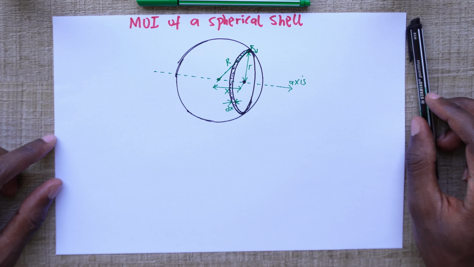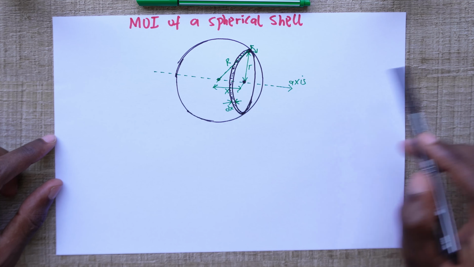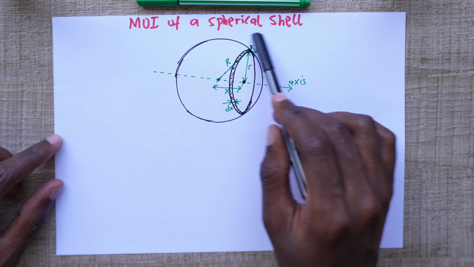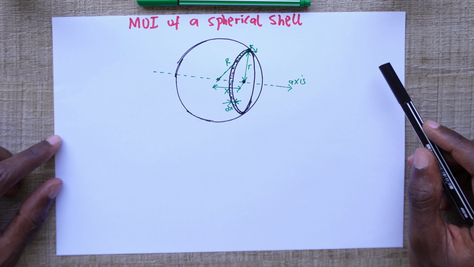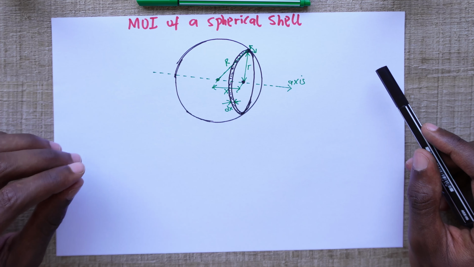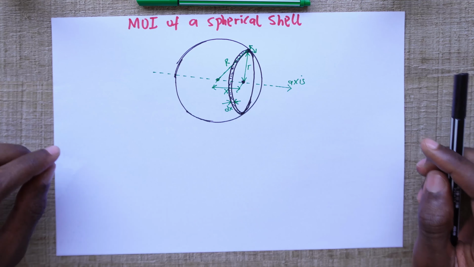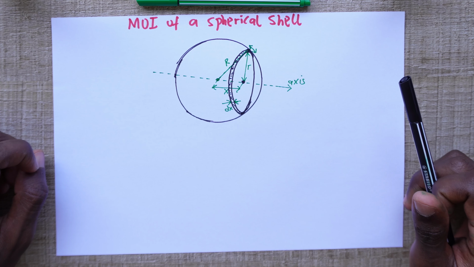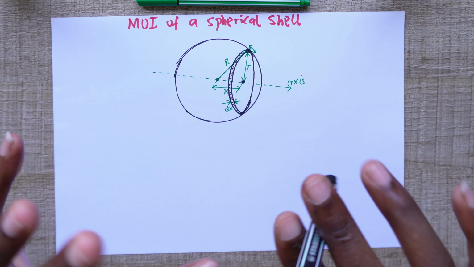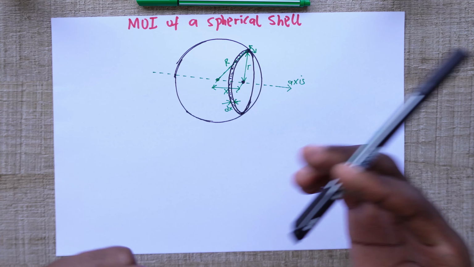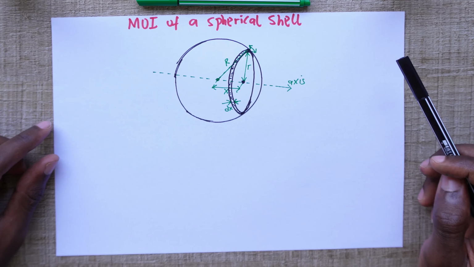In this video, we are going to calculate the moment of inertia, this time of a spherical shell. So imagine you're having something like a ball. A ball is a good example of a spherical shell or a hollow sphere, which means it's a sphere and there's no material inside, it's just a shell.